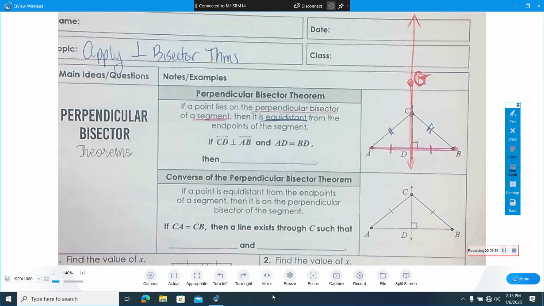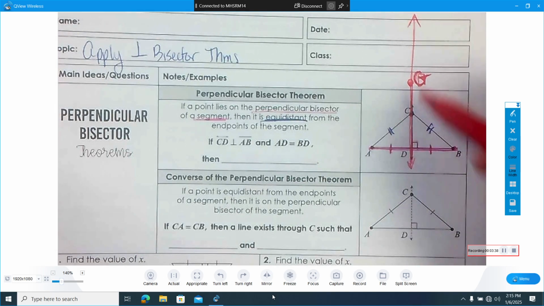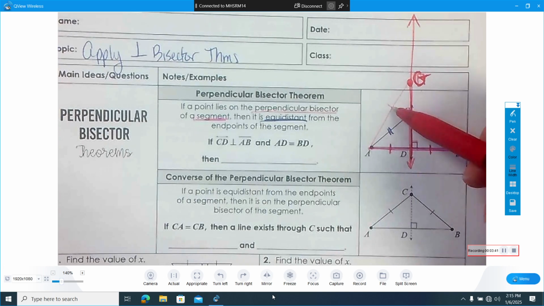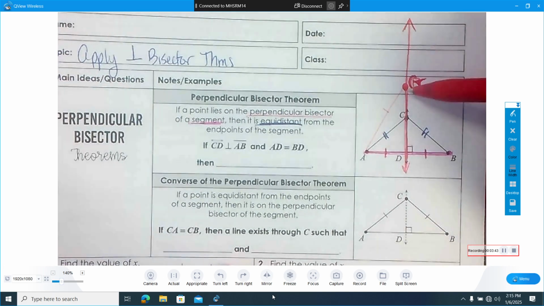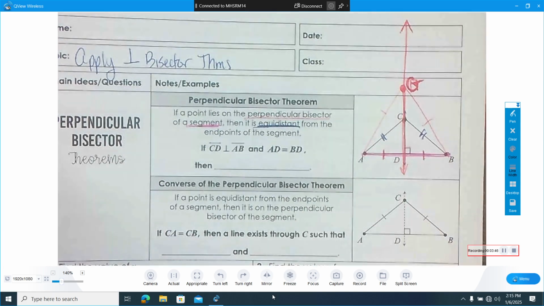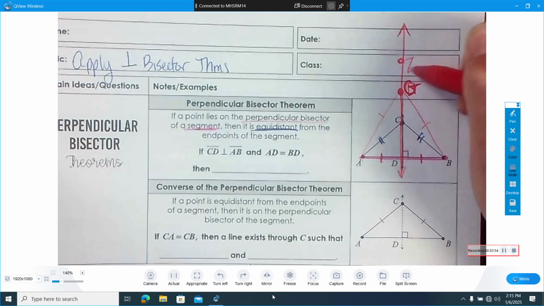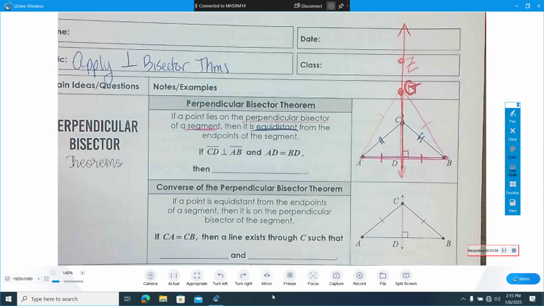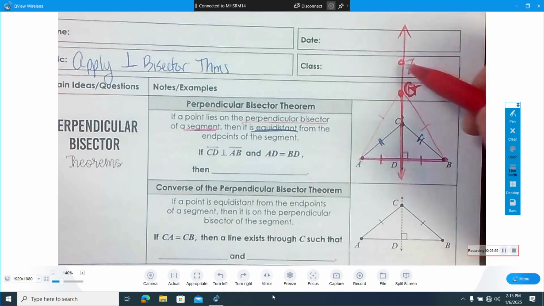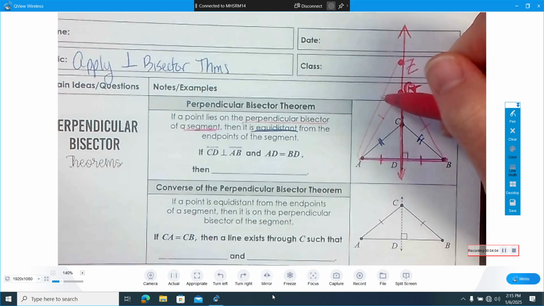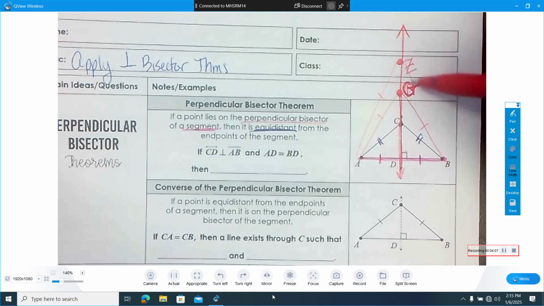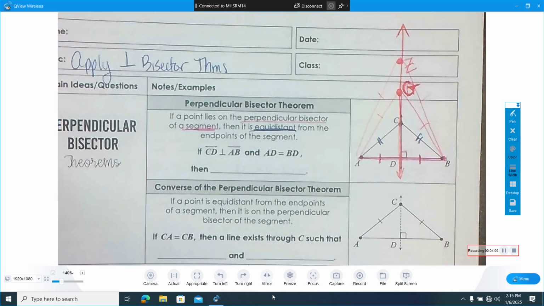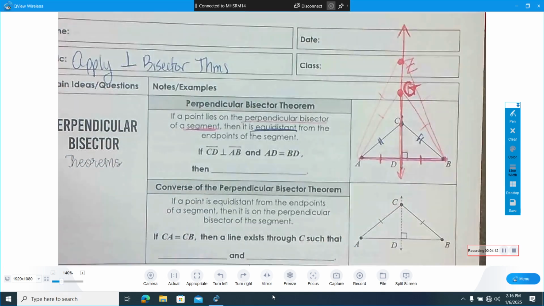So what must be true? AG is congruent to GB. It's equal distance from the endpoints, okay? And I can put another point on here. Hey, there's point Z on my perpendicular bisector. What do we know? ZA is congruent to BZ. Okay, so do you see this bridge I'm building here?